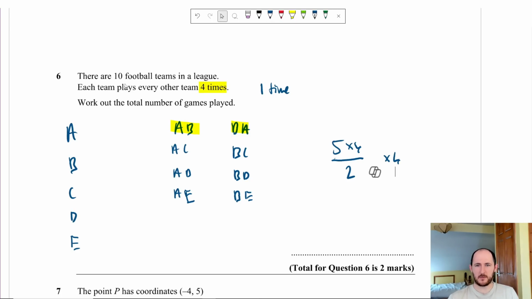So if we replace that with numbers we have 10 times 9 over 2, so that's 45, times 4, which gives us 180. That's your final answer. So again, we have to halve it so we don't double count. We subtract 1 because a team doesn't play themselves. And then we times it by 4 because they play each other 4 times.